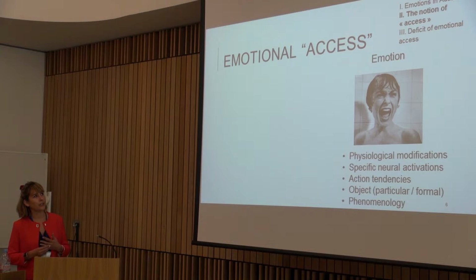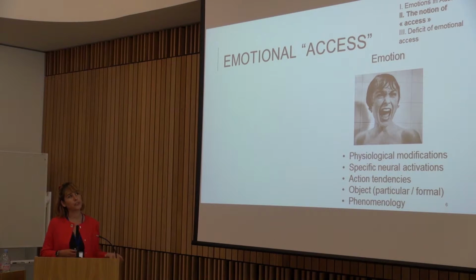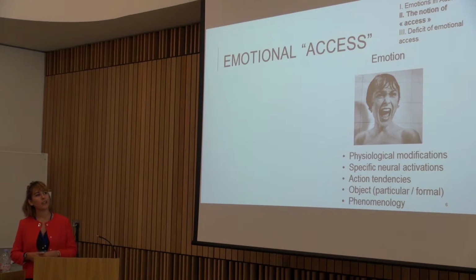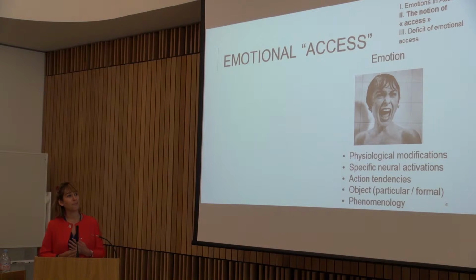So here this woman is afraid because a man is going to kill her in her shower. So she has a set of physiological modifications, some specific neural activations, maybe action tendencies. Here she's screaming, but she could also have run or passed out. Emotions are directed toward a particular object. Here it would be the man with the knife. But also we can talk about formal object, as Mary explained earlier. And here it would be maybe the dangerousness. And emotions also imply phenomenology, so what it is like to feel this emotion. And here it would be a very negative and intense feeling.